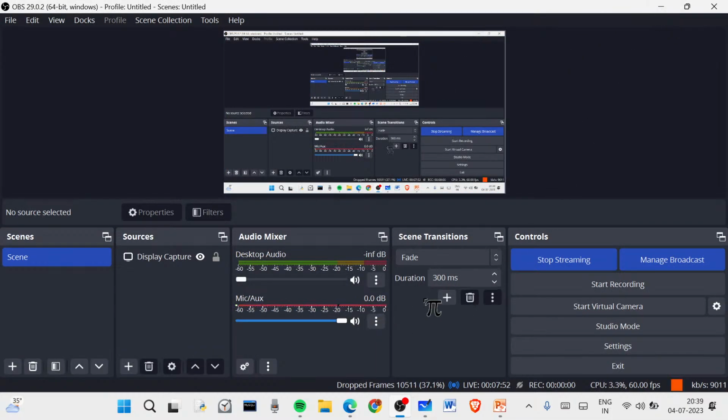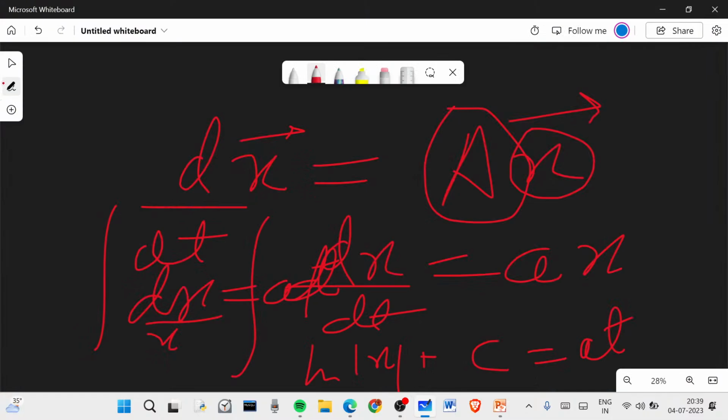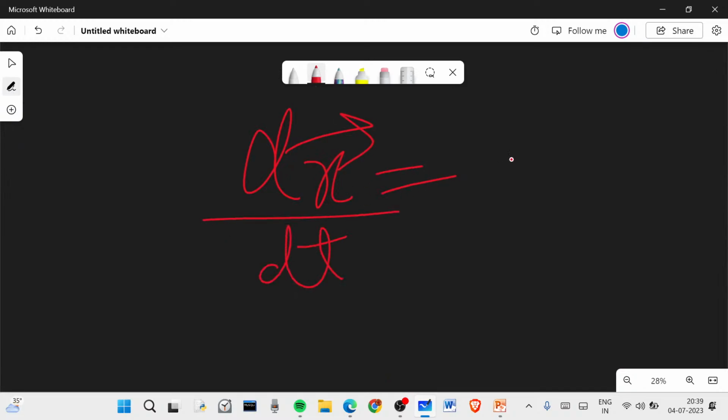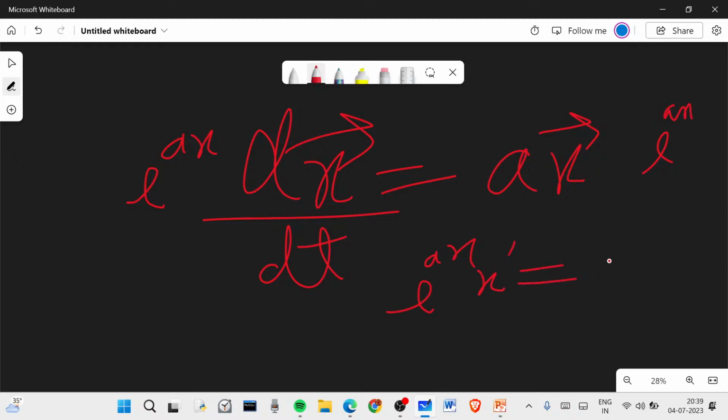But what if it's a vector or a matrix? Does writing this as a vector even make sense? What I'm trying to say is that dx by dt is ax. The method I was trying was to multiply e to the power ax on both sides, so e to the power ax into x dash is equal to ax e to the power ax.